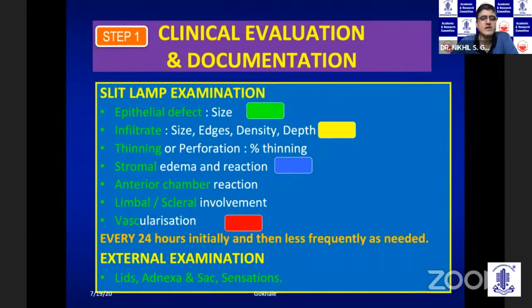Not to forget, when you do corneal examination, do a general external examination, look at the lids, adnexa, the sac, and never miss the corneal sensations, which is very important in any patient with corneal ulcer.